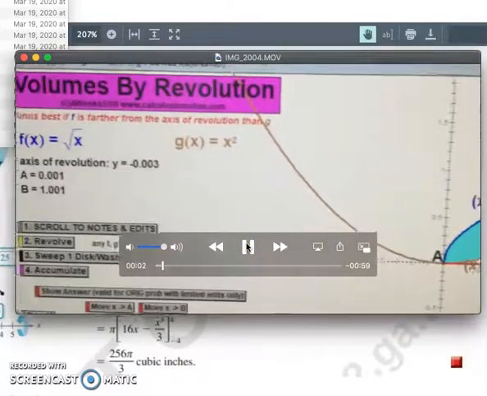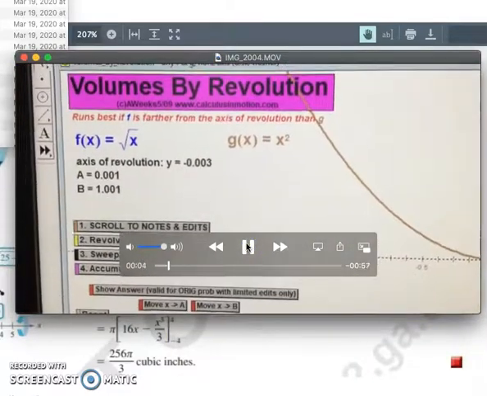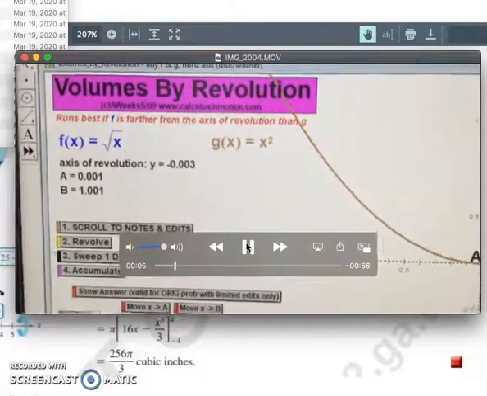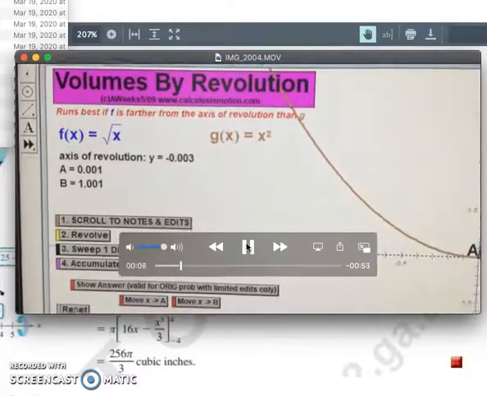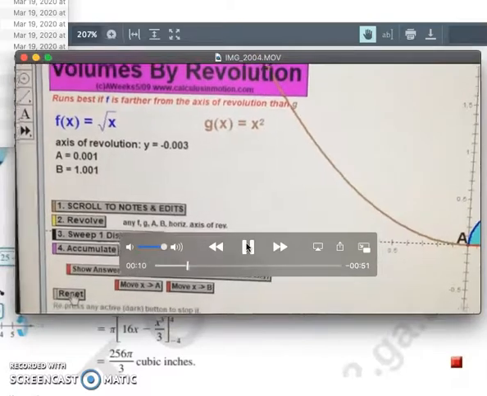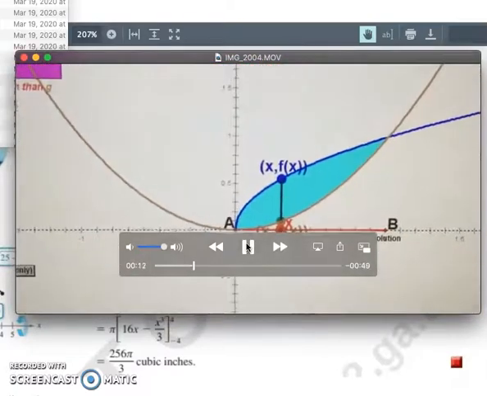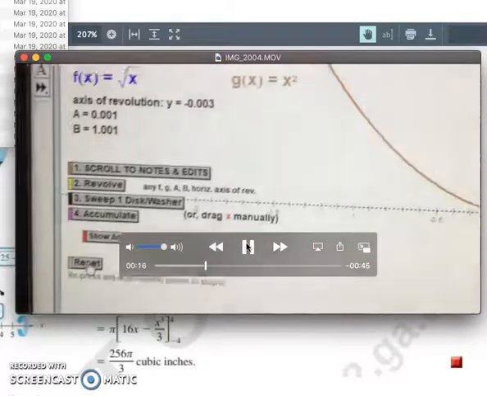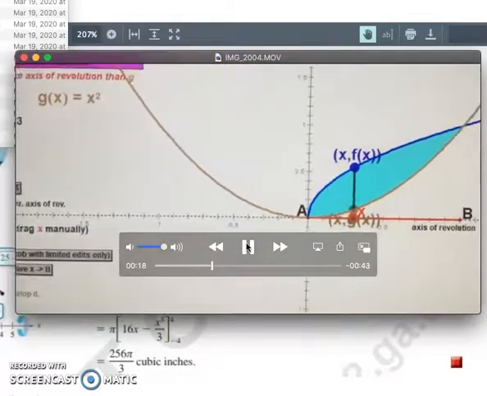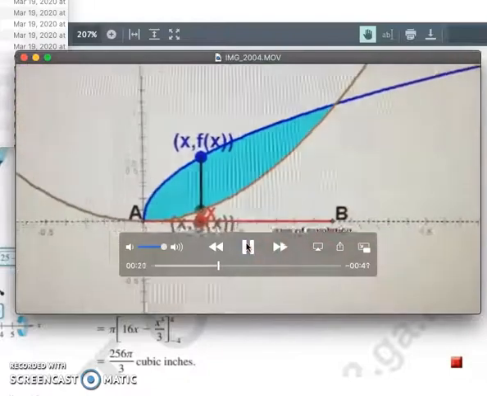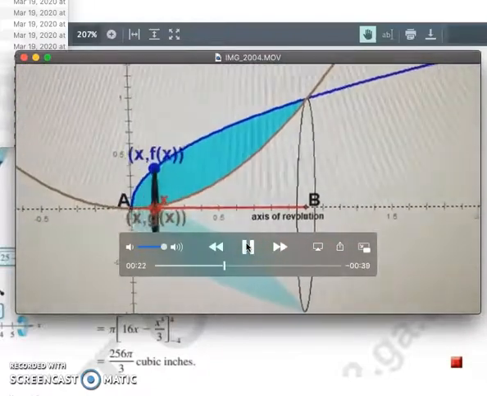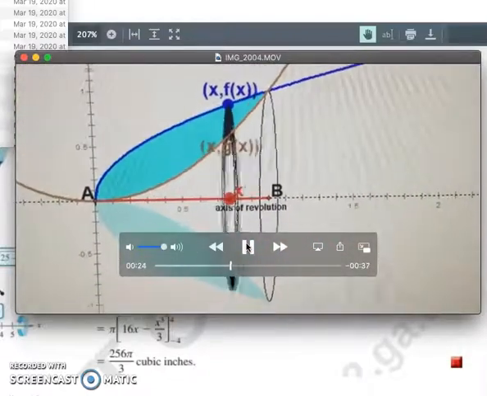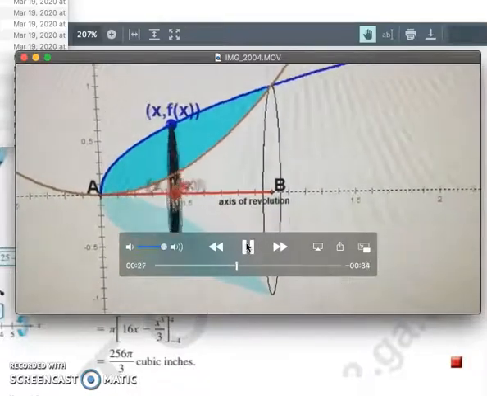Now, I want you to know, I went back to the software I was using before. Remember, Miss Weeks made all of this stuff for us. And I put in that example 3 that we did, and I have a picture here. So what I'm going to do is first I'm just going to sweep one washer. So here's one washer. Okay. Isn't that cool? Okay.